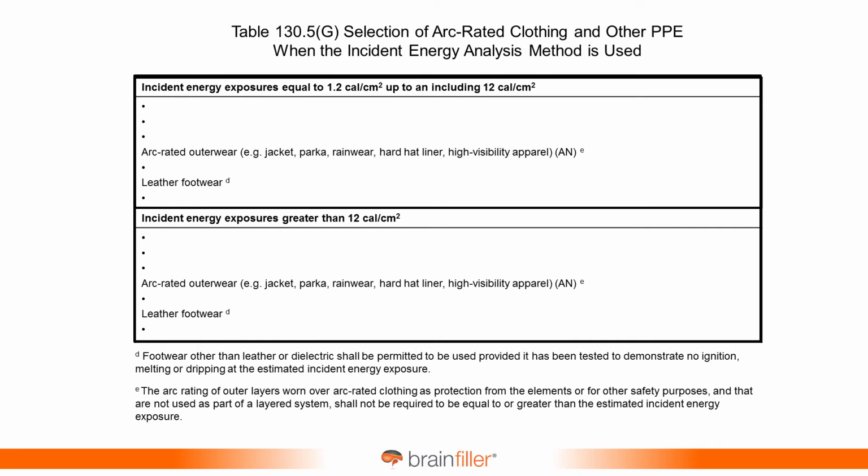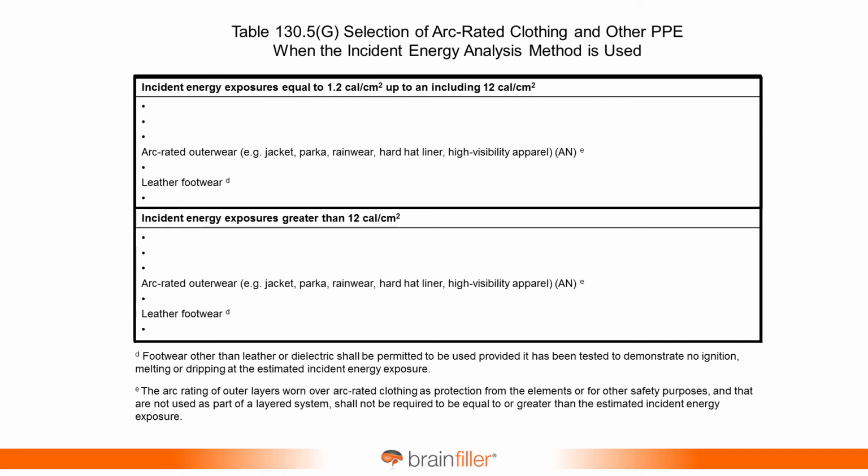Where we have that is right here. This is for the incident energy analysis, 130.5G, and there's a whole lot more than what I'm showing right here. But this table is broken up into the PPE up through 12 calories per square centimeter, and then at the bottom, greater than 12 calories.